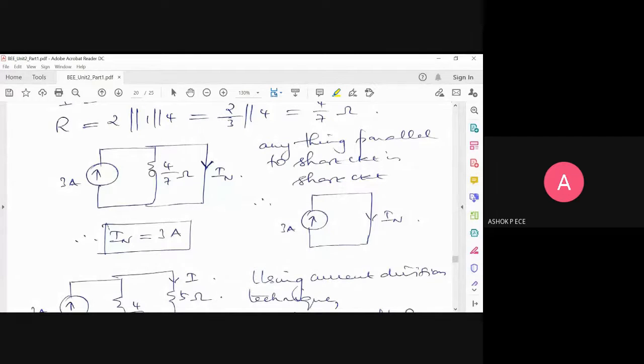That is the power of source transformation. If you do source transformation properly, the entire circuit will become a single loop. And I told you, anything parallel to a short circuit is what? Short circuit. So this 4 by 7 ohms will not have any impact at all. So the circuit will become simplified to 3 amperes, short circuit.